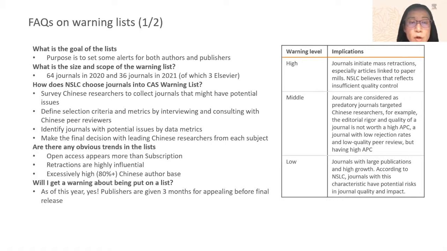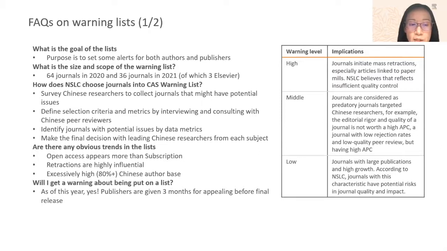Now the size of the warning list over the past years. The journal list started in 2020. On its first issuing, there were 64 journals on it. And this year, it is 36 titles. The obvious trends in the list: since CAS is focusing on predatory journals, open access titles occupy a larger share than subscription titles. And retractions are very influential because they are deemed the highest warning level.